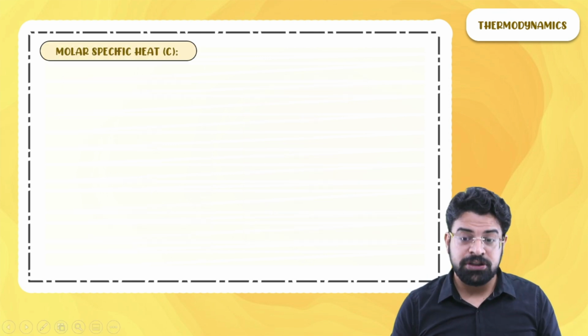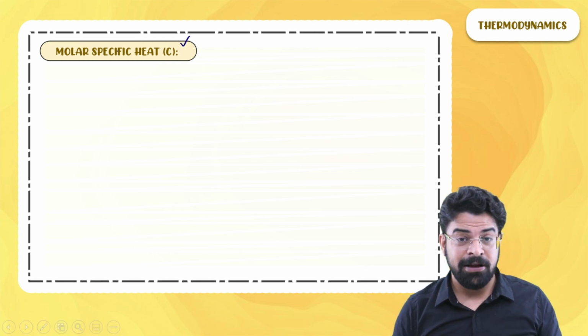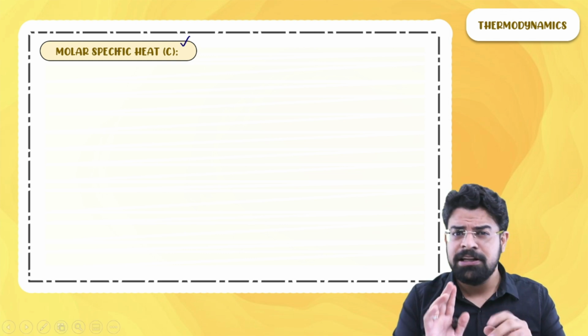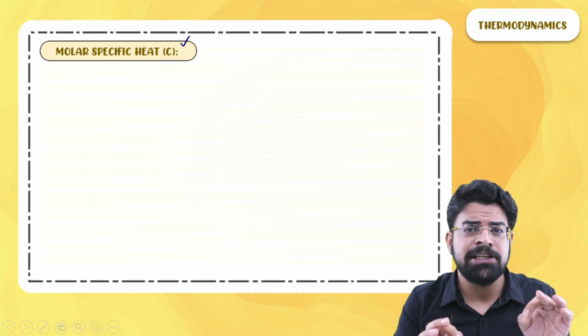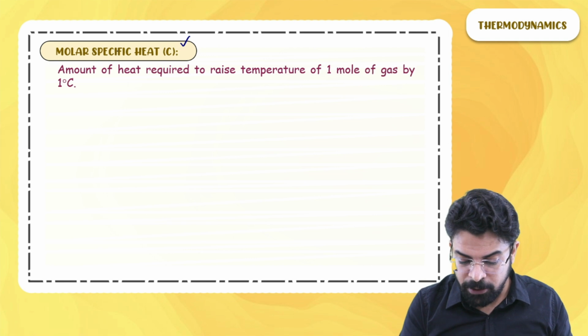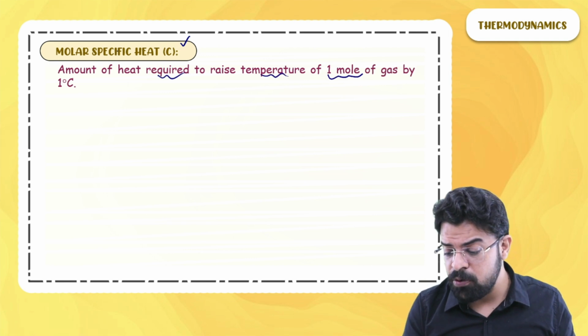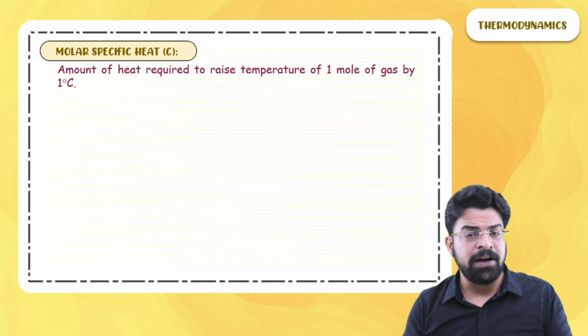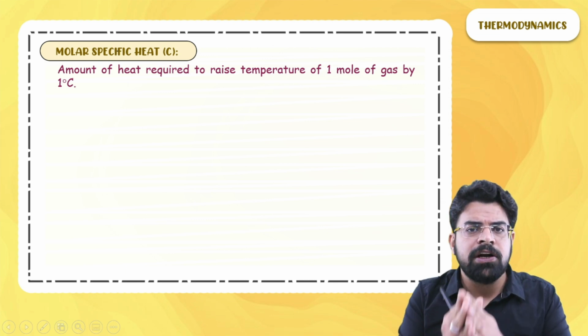So now let's talk about molar specific heat. We have already learned specific heat: the amount of heat required to raise the temperature of 1 kg of substance by 1 degree centigrade, right? Now we will talk about molar specific heat: the amount of heat required to raise the temperature of 1 mole of gas by 1 degree centigrade. So rather than talking about 1 kg, now we are talking about 1 mole.